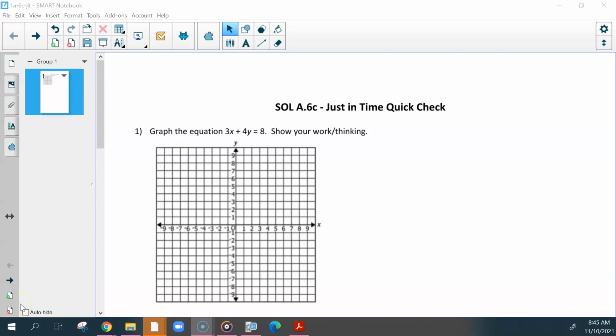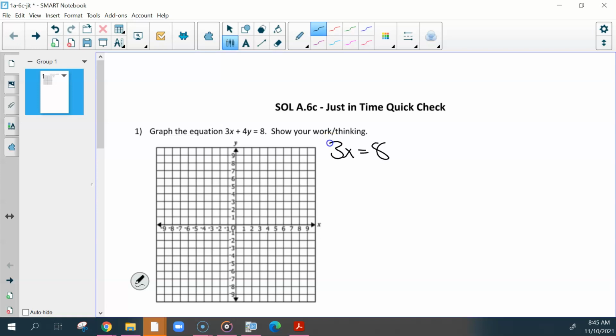So for this one, you needed to graph this. It doesn't say how. So some of you may have started off with intercepts. However, if you started off with intercepts and you went to solve the x-intercept, you end up with some decimal or fraction.